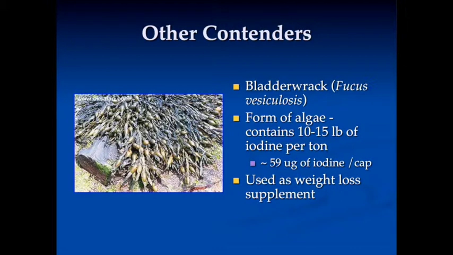So this is a herbal, or an algae, that is actually called bladderwrack. And it's a form of algae, which means that it generally grows in the same environment as kelp. It contains between 10 to 15 pounds of iodine per ton, which comes out to about 60 micrograms of iodine per capsule. So it's not as big as what we would normally think of with kelp, but again, it's used as a weight loss supplement. And so a lot of people in the weight loss world, if 1 is good, 4 is better. And so all of a sudden, 60 times 4 equals 240 times 7 days a week times 6 months equals an awful lot of iodine that you have to deal with.